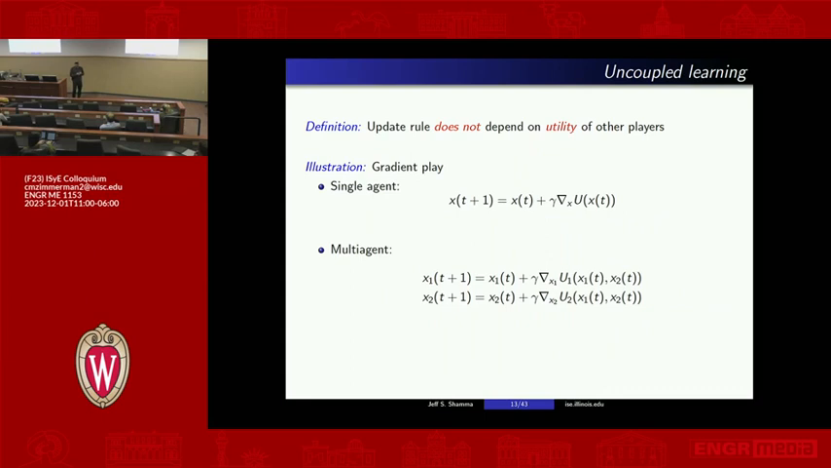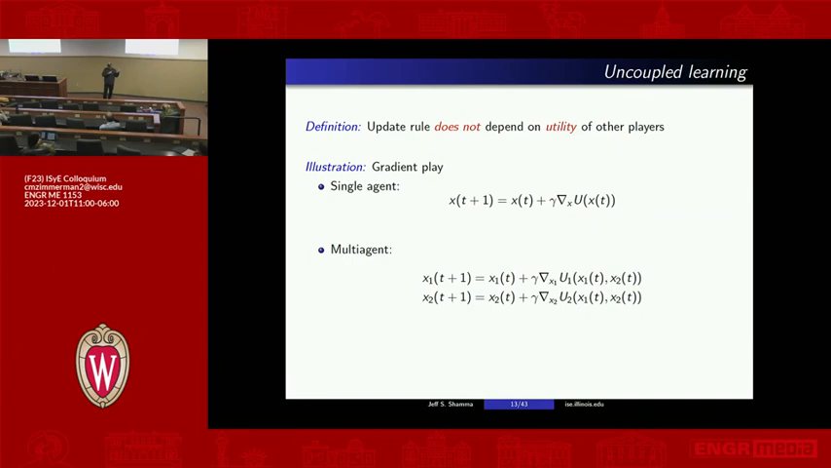This is multi-agent gradient descent. It's the same rule. What's different is that my gradient depends on my choice and your choice. Is this an uncoupled learning rule? Yes, it is. I can depend on what you do, but I can't depend on why you do it. My learning rule does not depend on your utility function. So if you happen to be at a particular x, I'm doing the same thing. If you're with me or against me, I'm doing the same thing for your value of x. So this is an uncoupled learning rule.